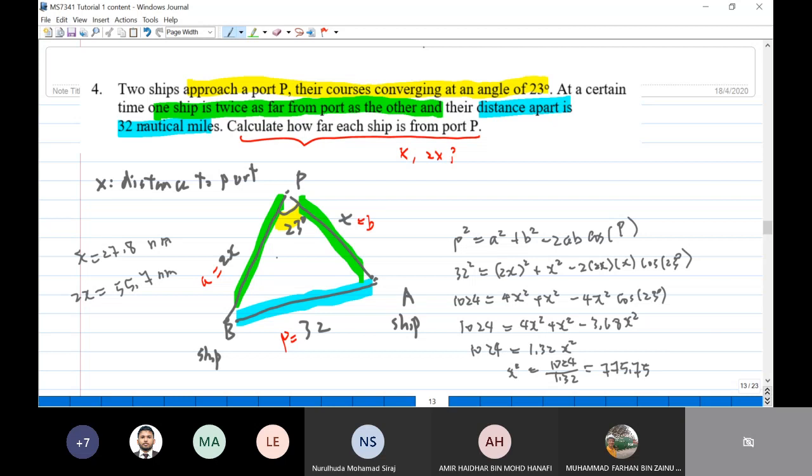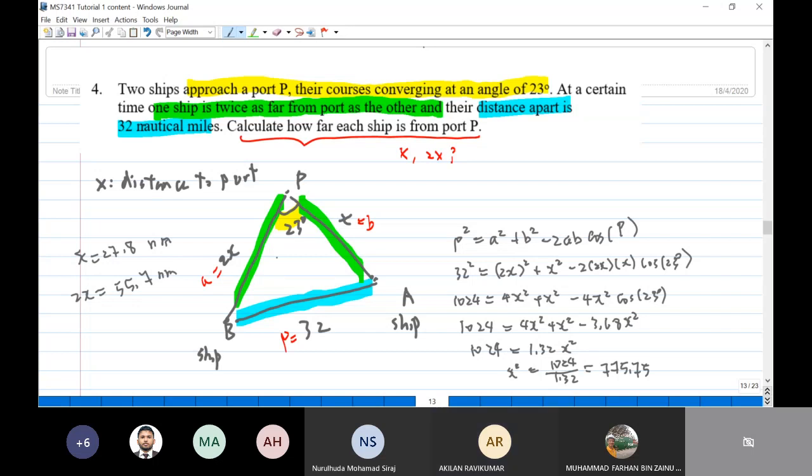Yeah, anybody want to speak? Sir, I have one doubt. Yes, what is it? Sir, how did the cos 23 degrees become 3.68? Which one? Is it on this slide here? Yes, in this slide only, sir. On the right hand side. Okay, 3.68? Okay, wait.